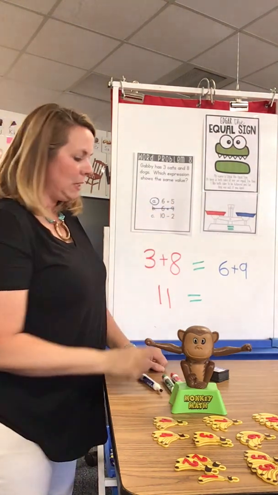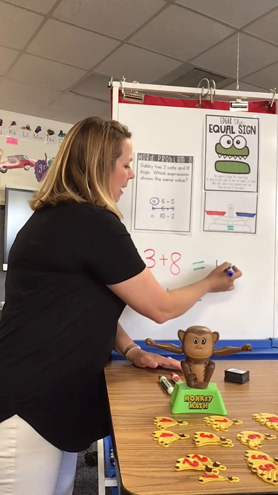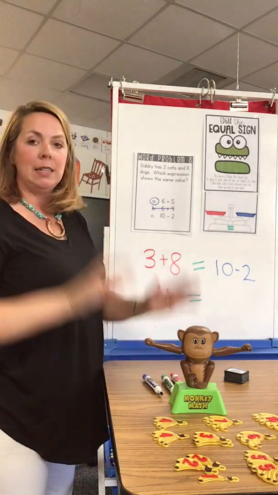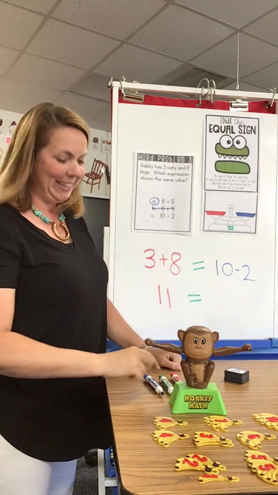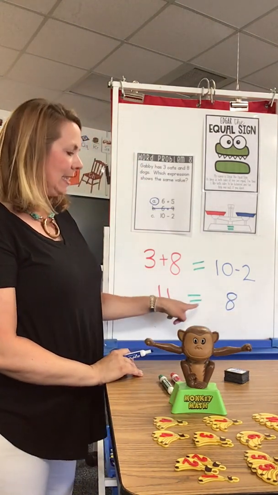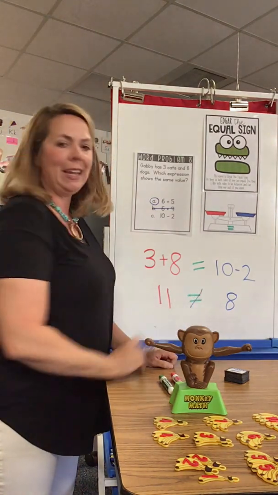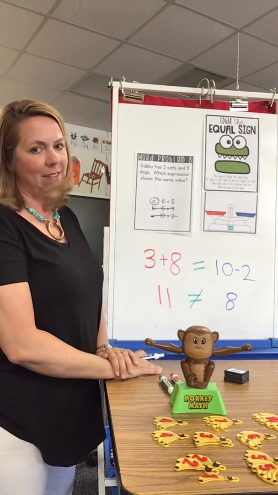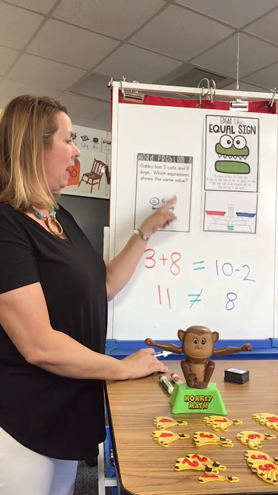Let's try this last one, 10 minus 2. 10 minus 2 equals, you know it, it's 8. Is this balanced and equal? No, it is not. 10 minus 2 does not have the same value. So my only answer today was 6 plus 5.